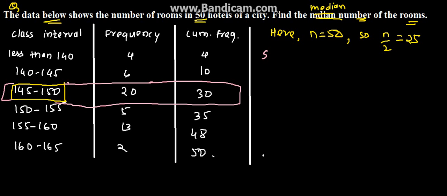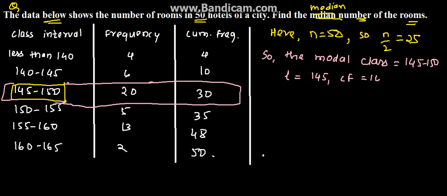So the median class is equal to 145 to 150. Therefore L, that is the lower limit, will be 145. CF is equal to 10, F is equal to 20, and h, that is the size, is the difference, 150 minus 145, that is 5. So we have derived h also.